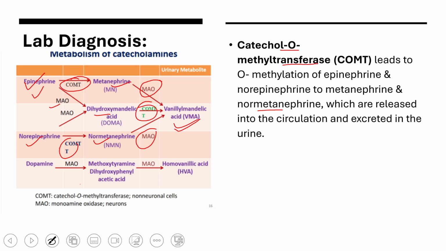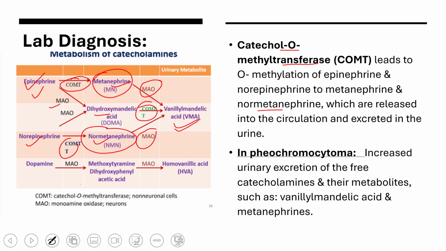So in this pheochromocytoma, more amount of the catecholamines, this epinephrine and norepinephrine will be secreted and released. So these metabolites like metanephrine and normetanephrine and vanillylmandelic acid, such metabolites of the catecholamines will be seen excessively in the urine. That means there will be the increased urinary excretion of the free catecholamines as well. Along with that, there might be metabolites like vanillylmandelic acid and metanephrine. Such things can be seen there.